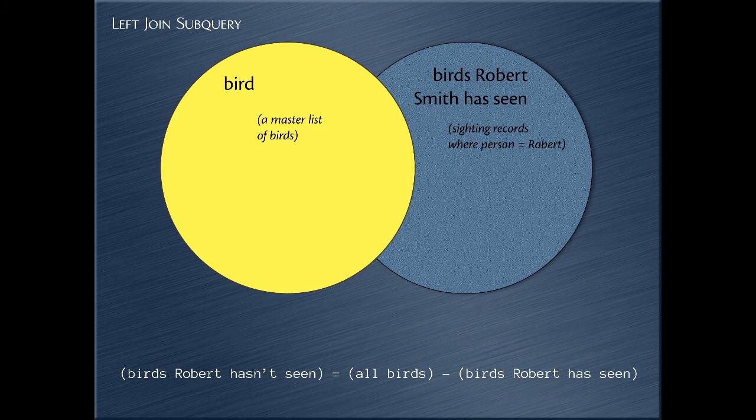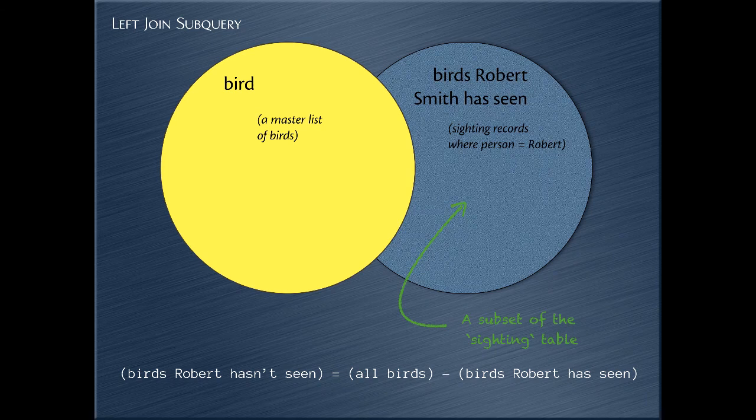Well, the structure of the left join is the same. So I still start with a master list of birds on the left. But this time, the table on the right is not the entire sighting table. It's a subset. It's just the birds that Robert has seen. So I'm going to select all of those records where the person ID is Robert's. And so you can see the little equation down here at the bottom. What I'm going to be left with is a set of birds that Robert has not seen. And how I achieve that is I take the list of all the birds, but then I subtract the ones that he has seen.